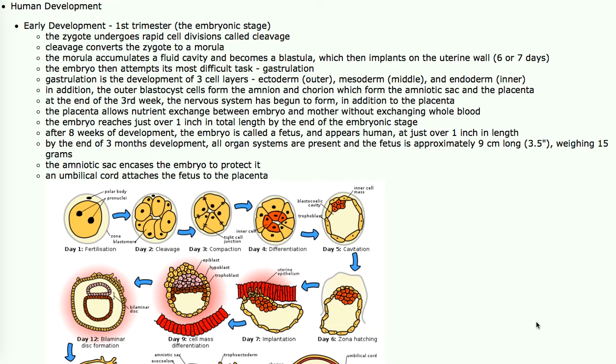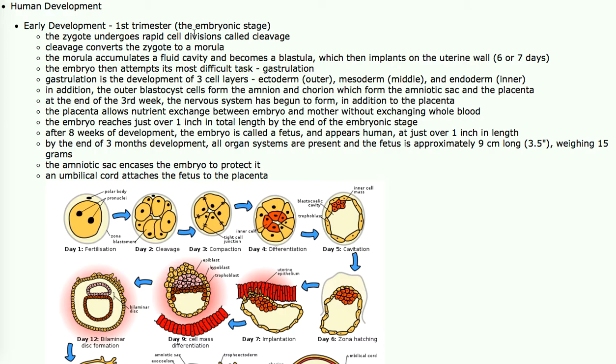Now, if a pregnancy occurs, development proceeds. Development is divided into 3 trimesters. The first trimester is called the embryonic stage. It lasts roughly 8 weeks. It's not the full 3 months. Development's about 9 months, but the first 3 months is actually not the first trimester.